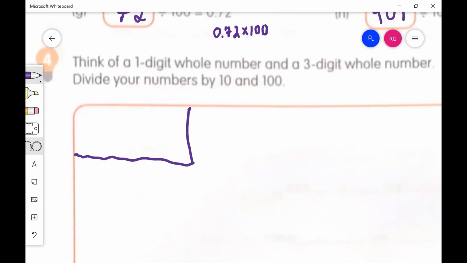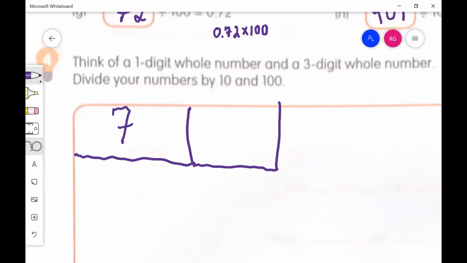Okay, so we need to do 2 numbers really. So I need almost 2 numbers. I could put 2 spaces, however I want to do this. I like the number 7. That's my 1-digit whole number. And a 3-digit whole number.